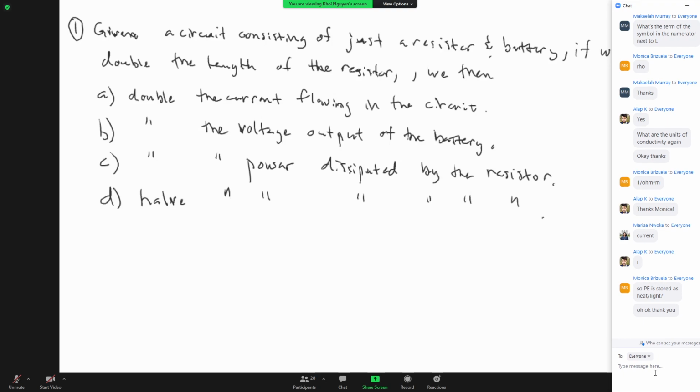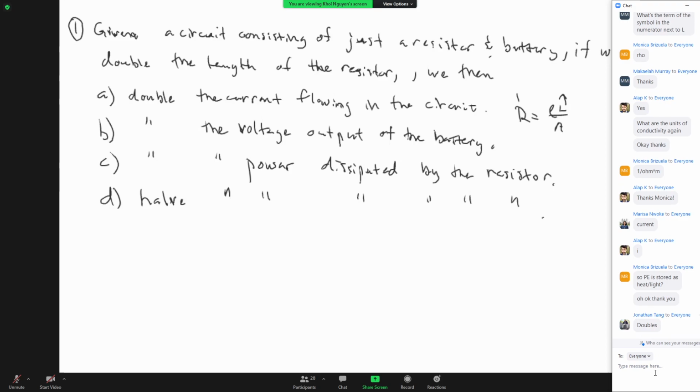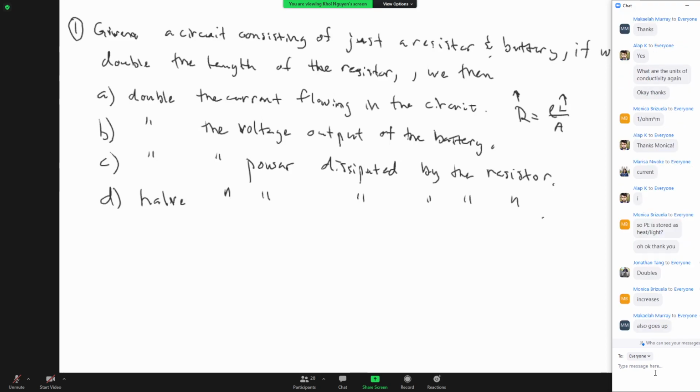Okay, let's take a look. So we're doubling the length of the resistor. What happens to resistance? Remember, it was rho L over A. If we increase L, what happens to R? It increases. Good.